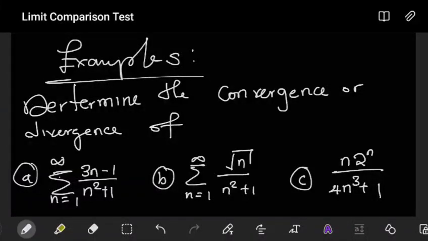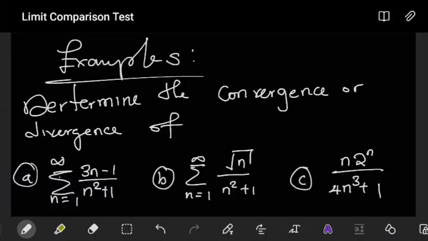Hi guys, in this tutorial we're going to look at the limit comparison test and how to use it. And then after that we're going to look at some examples. We're going to look at the three examples shown here, and we're going to see exactly how we use the limit comparison test to prove whether a given series converges or diverges.